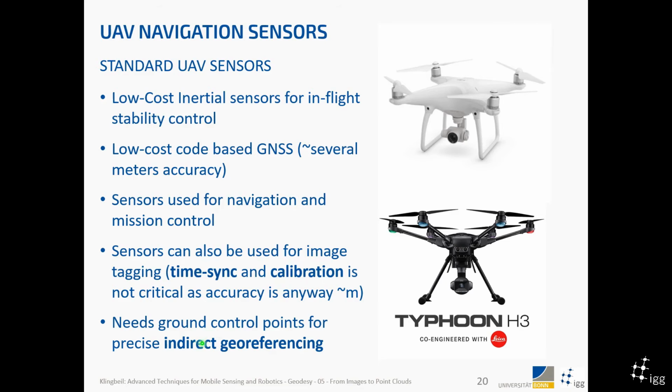So you can use those coordinates to georeference the point cloud from structure from motion, but the result can be 1, 2 or 3 meters off the real object. So if you want to do it precisely, you need indirect georeferencing. That means you need some ground control points to refine the absolute orientation or the absolute position of the result.